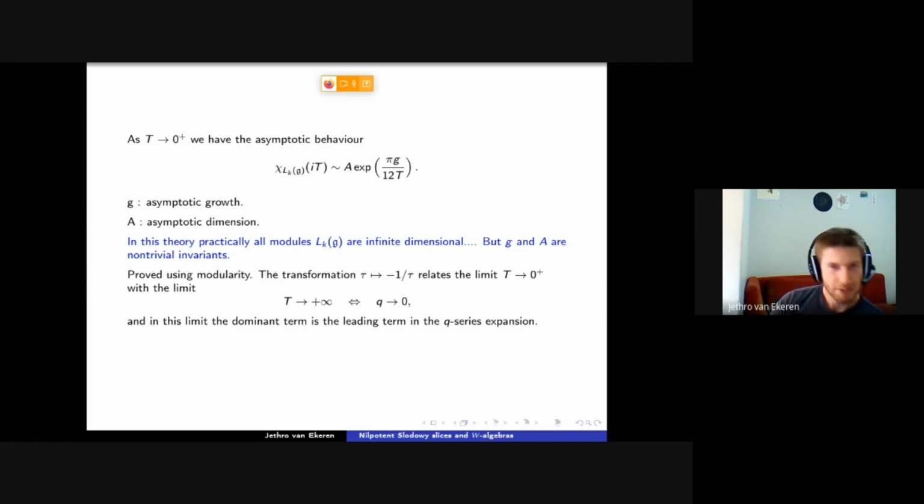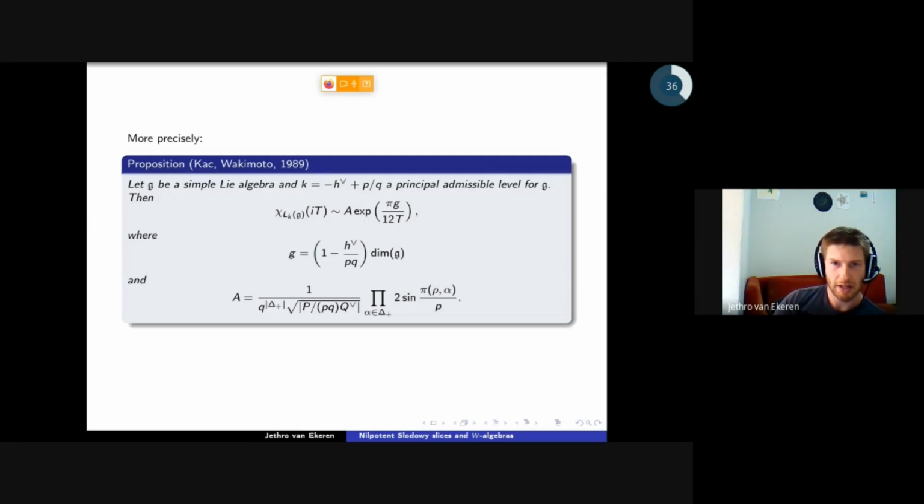So to give a precise statement, Kac and Wakimoto in 1989 gave explicit formulas for the asymptotic growth and asymptotic dimension in the case of principal admissible levels. Here they really used the fact that the root subsystem that I mentioned before was isomorphic to an untwisted affine root system.